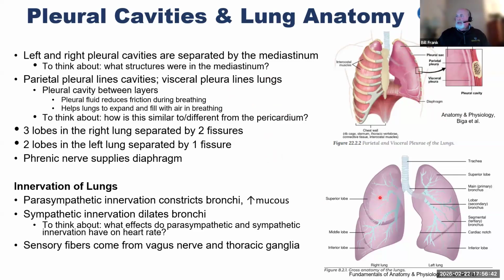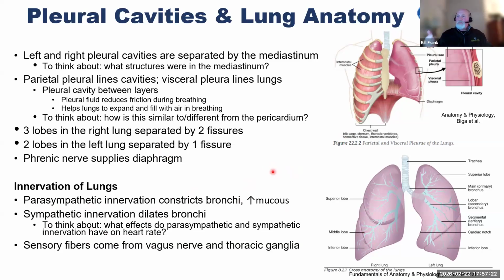The lungs are comprised of 2 and 3 lobes. The right lung has 3 lobes and is divided by a horizontal fissure and an oblique fissure. The left lung has 2 lobes and is divided by the oblique fissure. The phrenic nerve supplies innervation to the diaphragm. So the innervation of the lungs are, number one, the parasympathetic system, which is going to constrict bronchi and increase mucus production. Conversely, the sympathetic innervation dilates the bronchi.